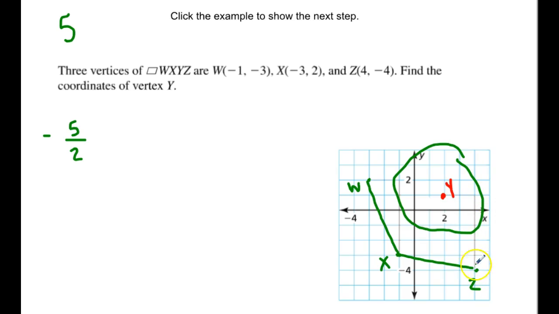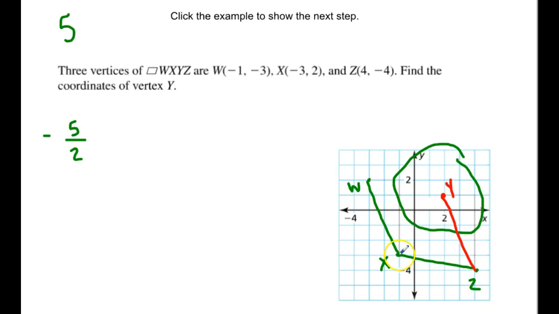Okay, and I know that I go up and back because to get from X to W I went up and back. So I just found my slope. So now I know that my slope between YZ and WX is the same. So I know that this is a parallelogram. So now I can find my slopes of XZ and WY just to confirm that I'm correct, right? Because we always want to double check.